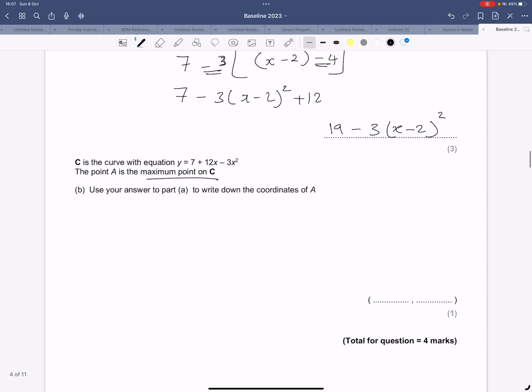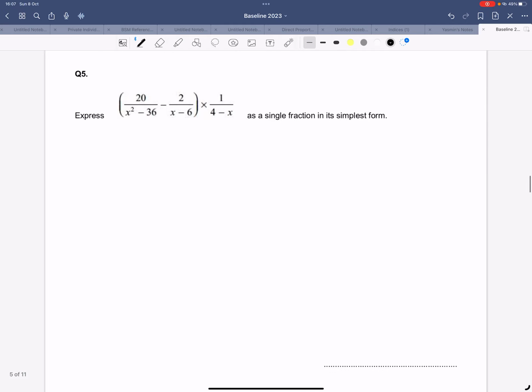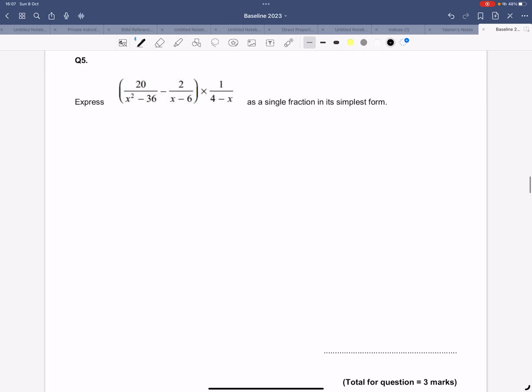We follow the same rules. I told you what's inside the bracket turns positive, and what's outside stays the same. So the answer is 2, 19. This one here was a very poorly answered question in the exam.